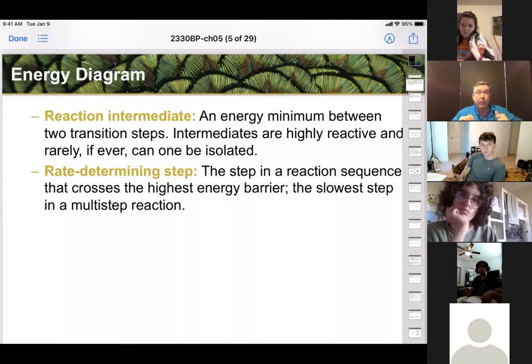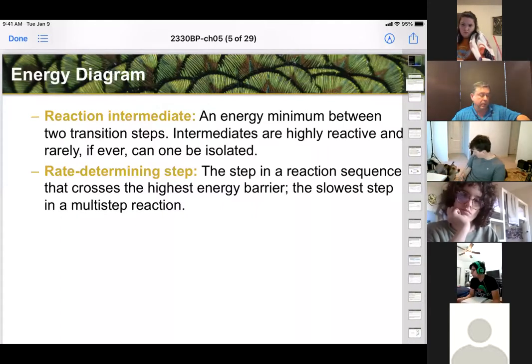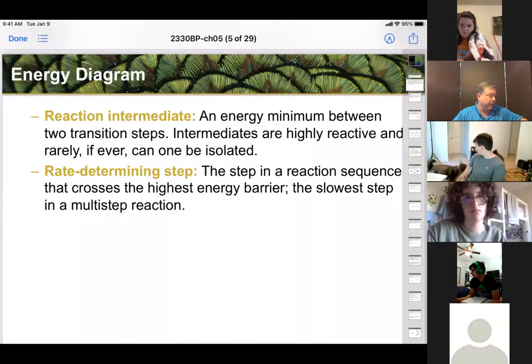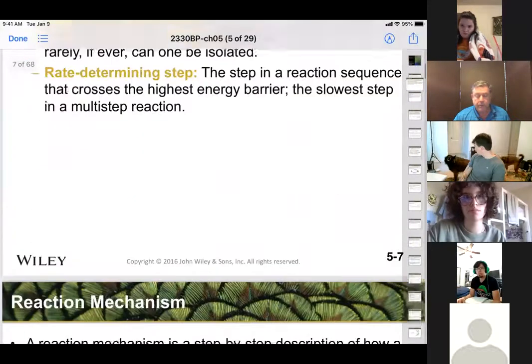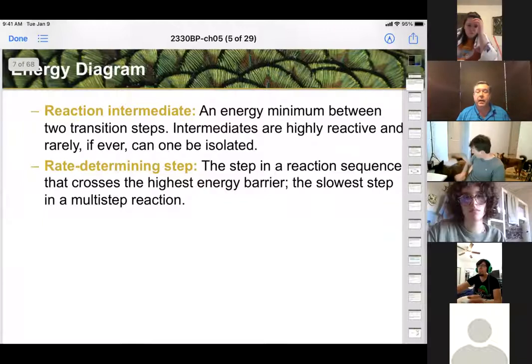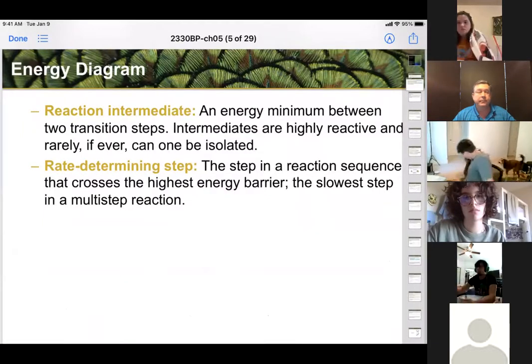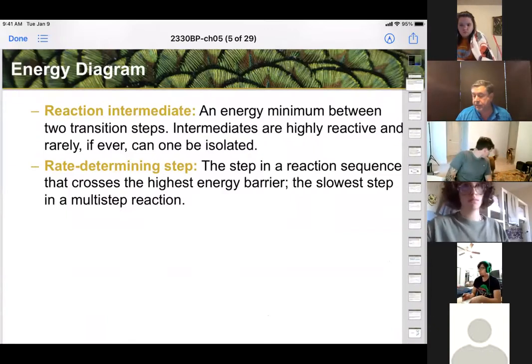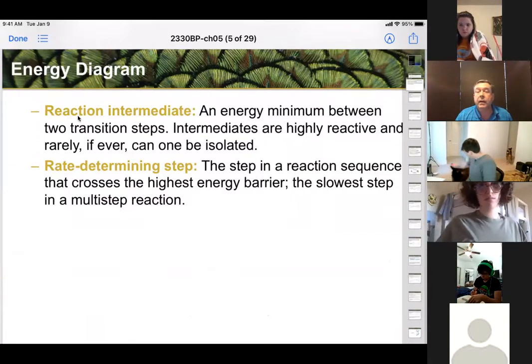Okay, and we're right at 12:20. And so that's when I need to stop. So we will pick up on reaction mechanisms from here on Thursday. Okay, I'm going to go ahead and stop recording and let you ask questions while we finish here.